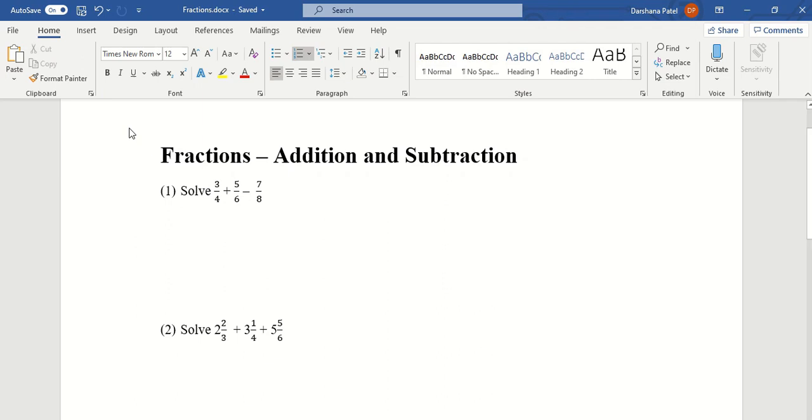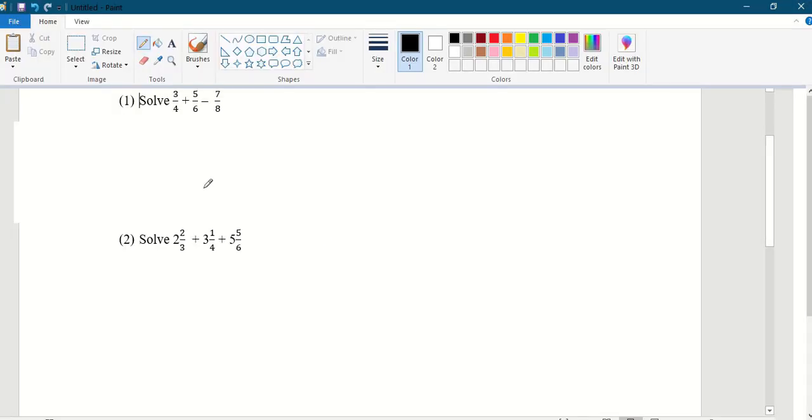Fractions, addition and subtraction. So we will see how to add and subtract fractions in proper, improper and mixed form. So let's see the first example here. We're asked to solve by adding these two fractions and subtracting one. The first thing we do for these is to find the least common multiple, known as LCM, between all denominators.